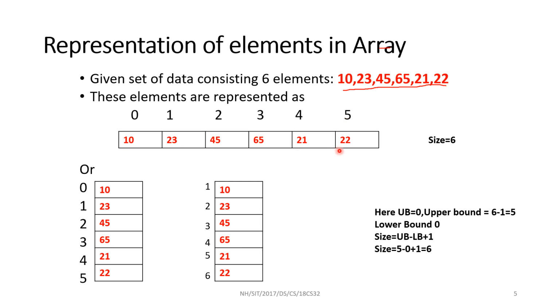If you apply that previous formula, you will get the size. UB minus LB plus 1 is the size of the array. Here size is 6. Also we can go with vertical representation. This is the way to compute the size of the array: upper bound minus lower bound plus 1.